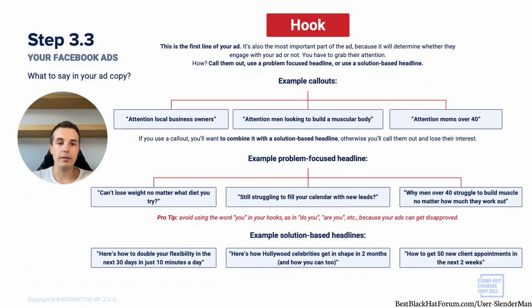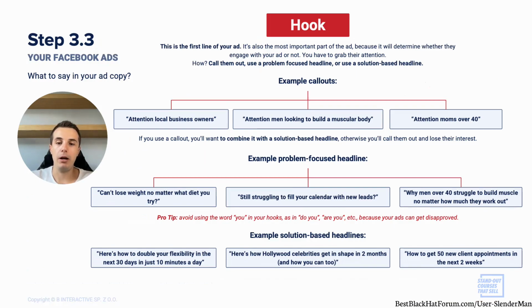And the way you can do this is you can do it by calling them out, or using a problem-focused headline or a solution-focused headline. So example callouts would be attention local business owners, attention men looking to build a muscular body, attention moms over 40, that kind of stuff. If you use a callout, you will want to combine it with a solution-based headline. Otherwise, you'll call the people out and lose interest because they won't know what's in it for them.